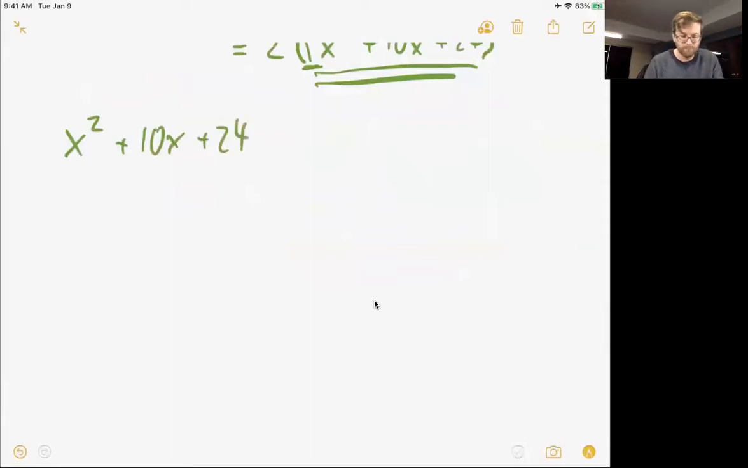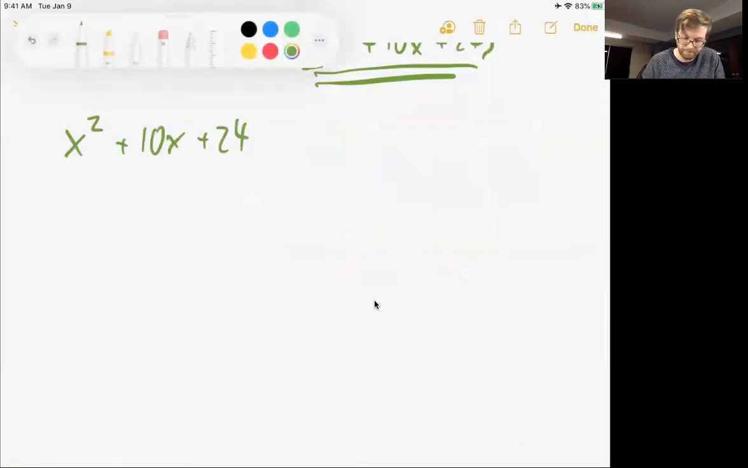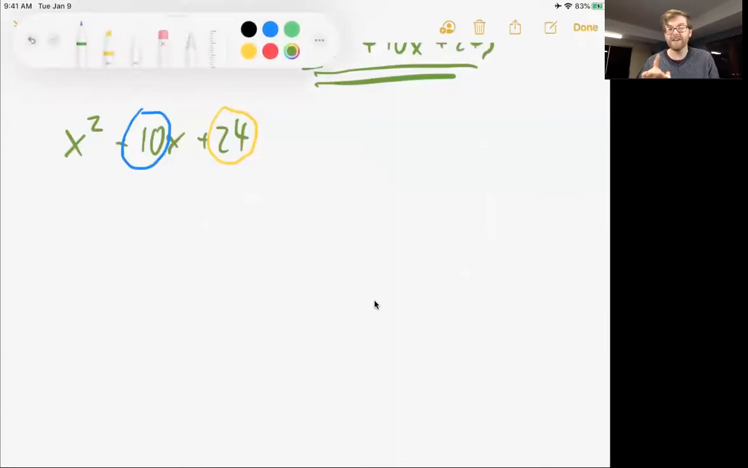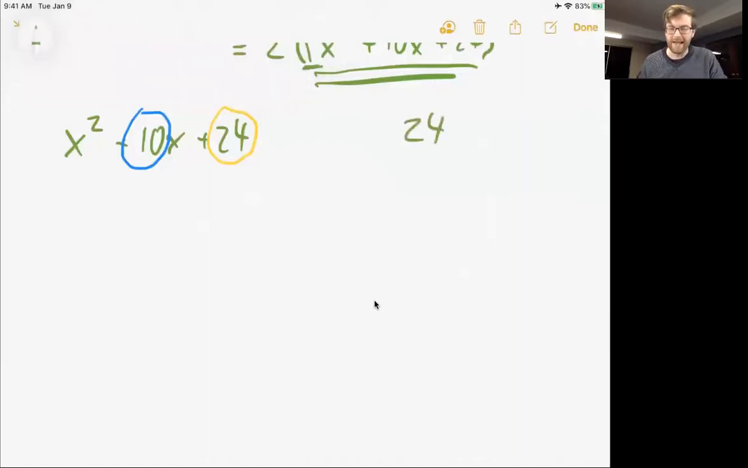And remember, we are looking for some numbers that multiply together to equal 24, and they sum, or add up, to 10, okay? So we're on the hunt for those numbers. And here's how I do that. I write that 24 over here, and I go looking at all the different factors of 24.